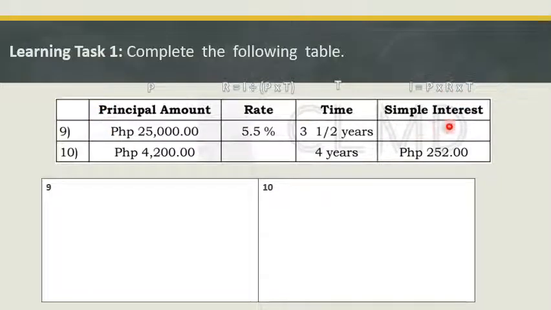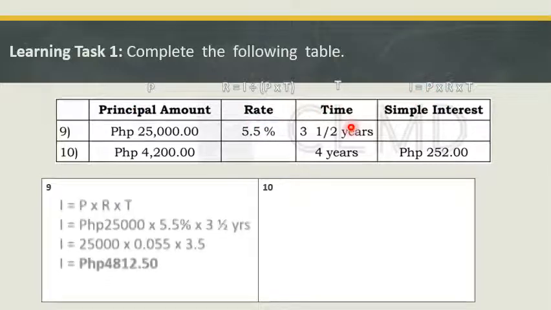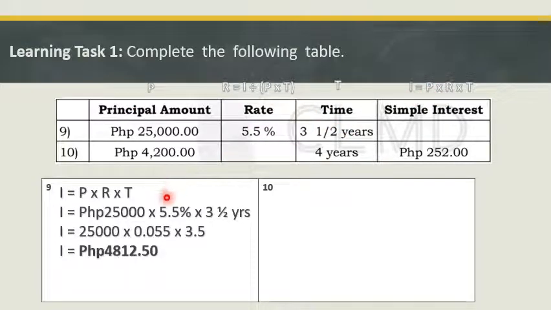So, sa number 9, ang hinahanap natin ay interest. So, multiply nyo lang yung P, yung R, at saka yung T. So, 25,000 yung ating principal. 5.5% naman yung ating rate. And 3.5 years naman yung ating time. So, convert natin siya lahat. So, ang 25,000, ito siya. 5.5%. So, divide sa 100.